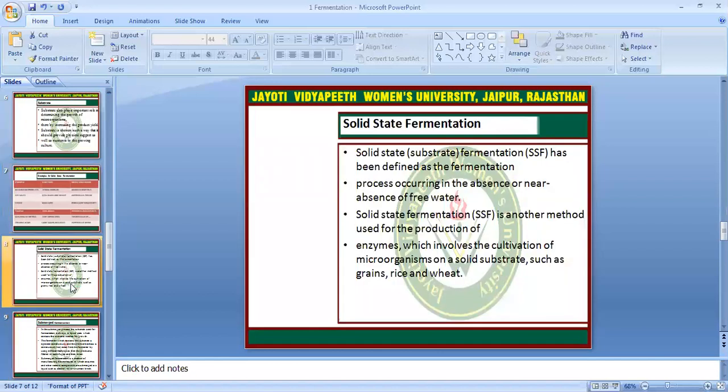Solid phase fermentation. Solid substrate fermentation is defined as a fermentation process occurring in the absence or near absence of free water. Solid state fermentation is another method used for the production of enzymes, which involves the cultivation of microorganisms on a solid substrate such as grain, rice, and wheat.